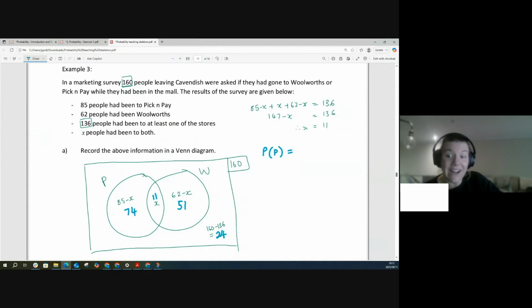So Tidimalo, I didn't say only Pick and Pay. So the probability that someone went to Pick and Pay is this whole circle. This whole circle is people who went to Pick and Pay, because I didn't say Pick and Pay only. So in total, I have 85 people who went to Pick and Pay.